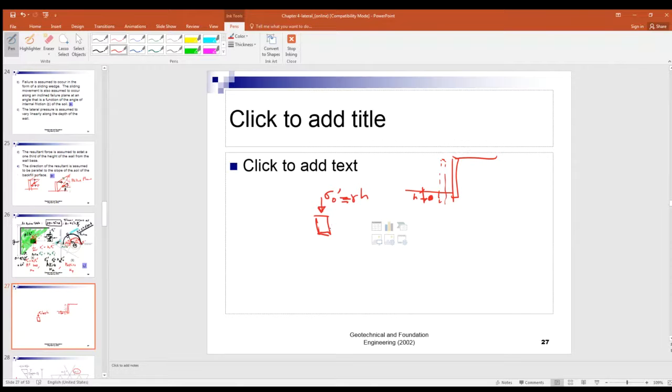Now, what about if the ground here is passive? What's passive? That means the wall is moving towards the soil. So you get the passive state. What's this stress here? Sigma p is equal to Kp times gamma h. That is the passive pressure coefficient.